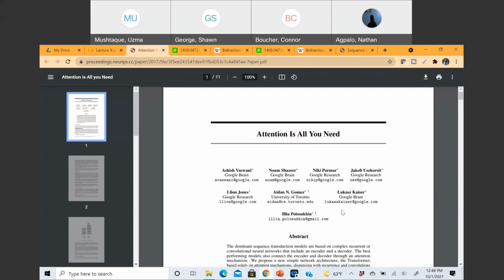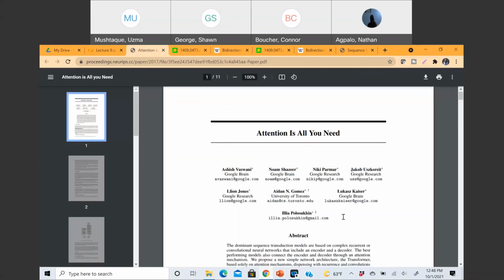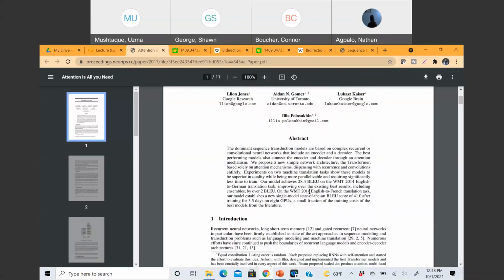All right, so this is the famous transformer paper that has revolutionized NLP, I would say. It's known as "Attention Is All You Need." They show that the results are really good compared to the existing models. So what exactly is happening? Let's quickly jump into that.